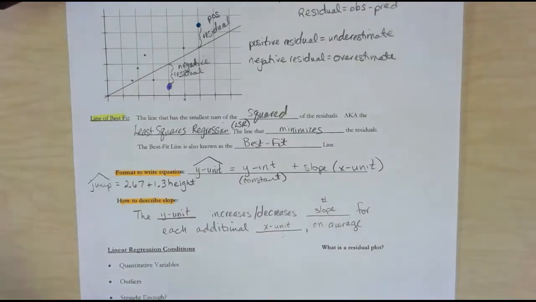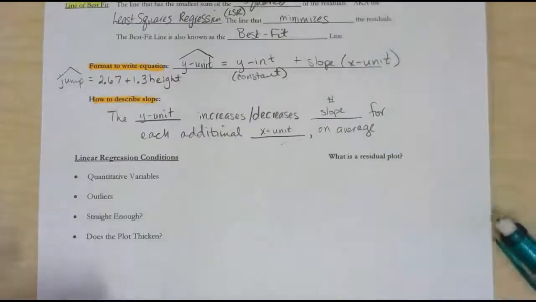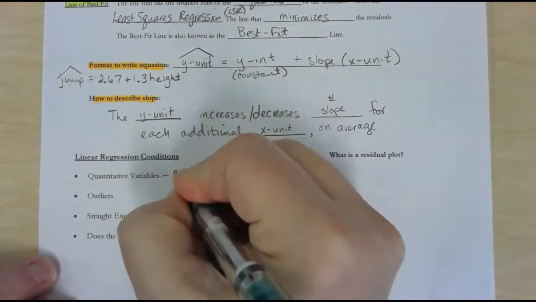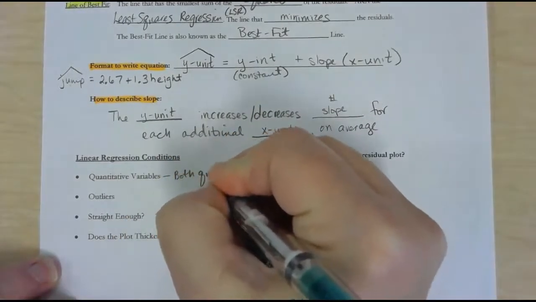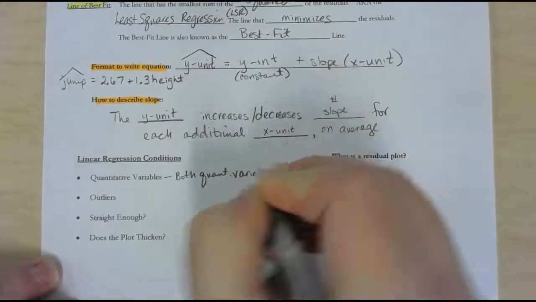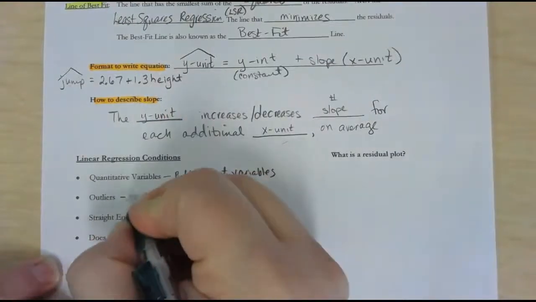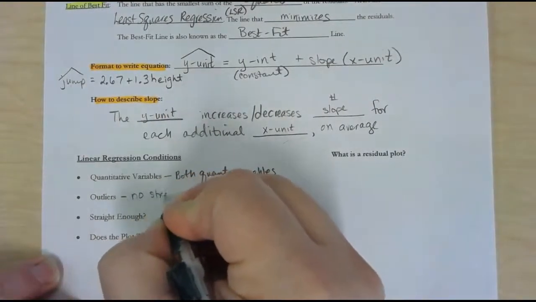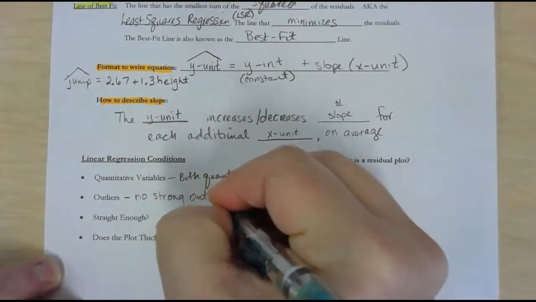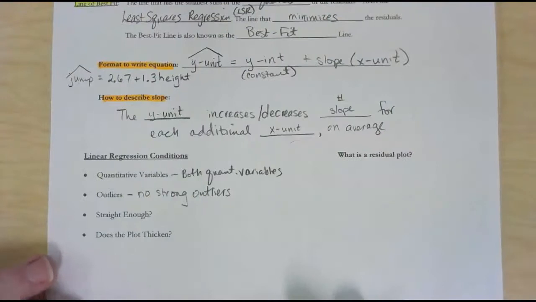Okay, so now there are some conditions in order to be able to use an equation like what we just did there. And there's 4 of them. There's the quantitative condition, and so they both have to be quantitative variables. And remember, quantitative variables are measurements. There can't be any strong outliers. You can have some, like one outlier, but it's kind of close. But what you would do is we'd say we are going to proceed with caution.